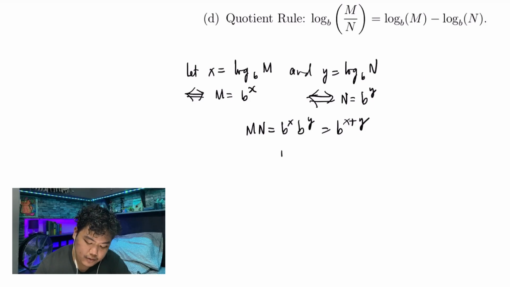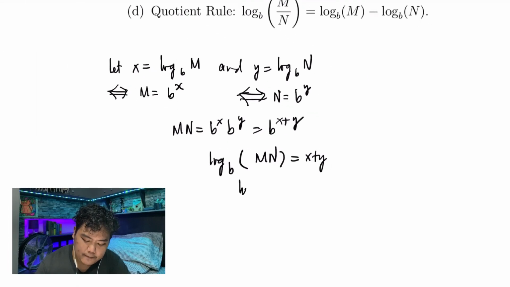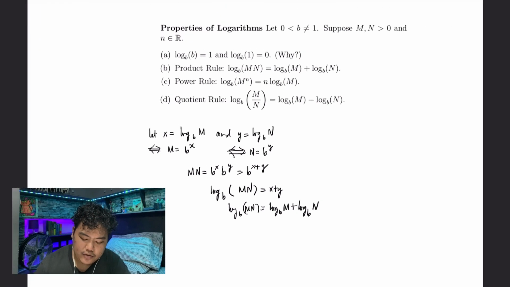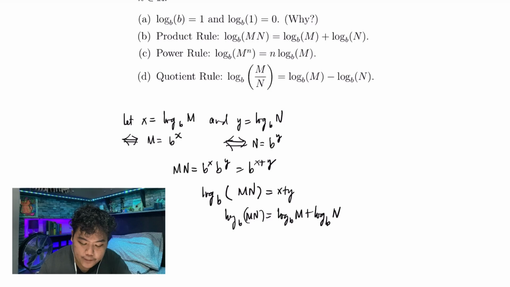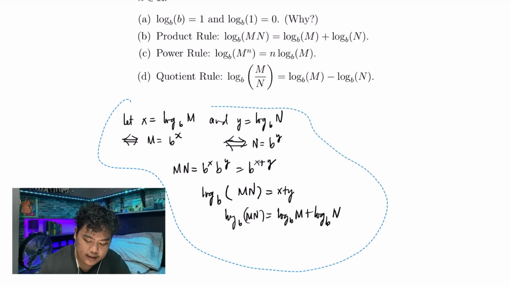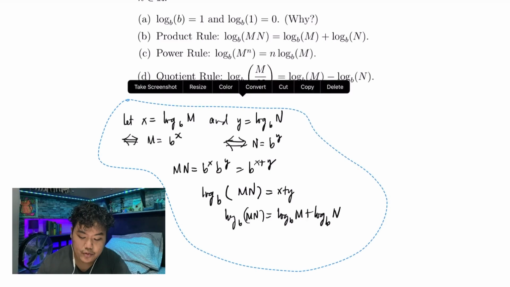And when you write this in log form, it becomes log base b of mn, since b raised to something is something. So b raised to x plus y equals mn. And what is x plus y? x is log base b of m, and y is log base b of n. You can also do the same proof for C and D. Okay, so let's erase this. Pause the video if you want to copy it first.